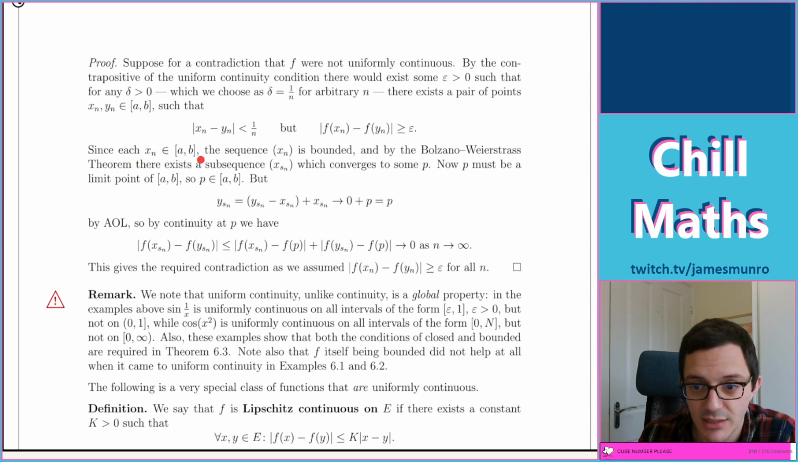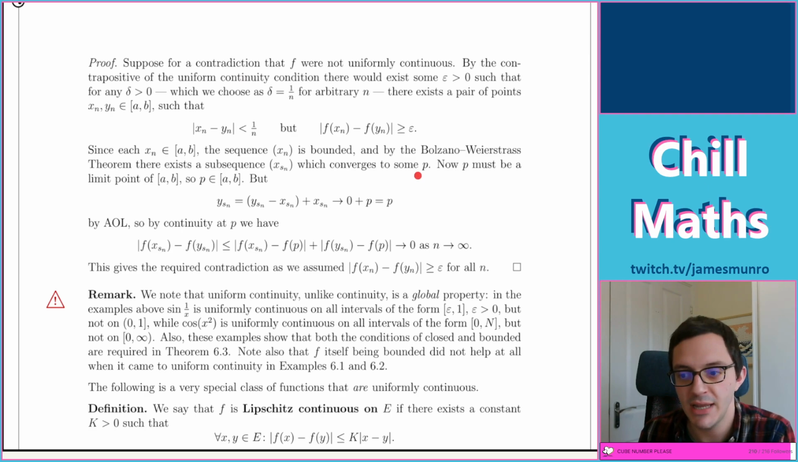Since each xn is in here, the sequence is bounded, so by the Bolzano-Weierstrass theorem there's a subsequence, this Sn is some of the subscripts, which converges to some point. Now P is a limit point of AB. Oh gosh, don't remember that, but never mind. This is the magic word I was supposed to say. I was supposed to say Bolzano-Weierstrass, and I was supposed to say limit point.